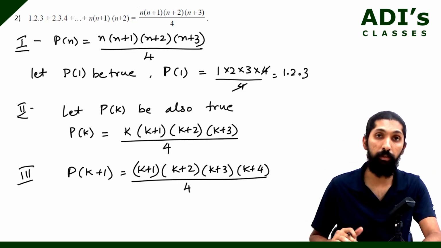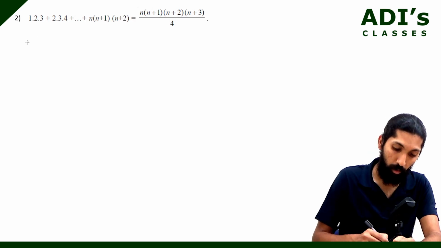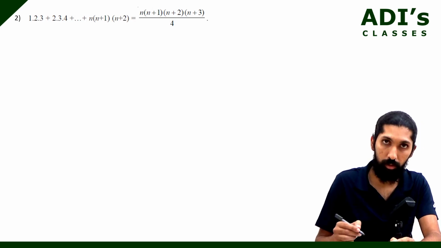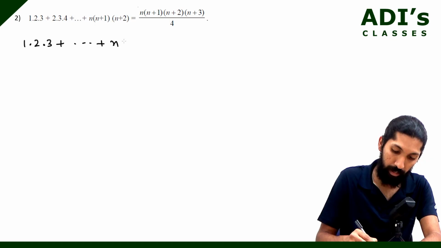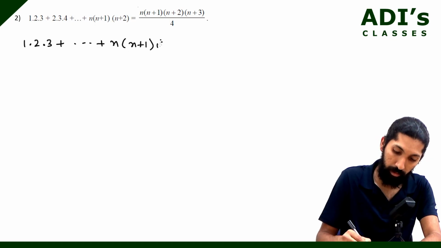So let's start with the math now. See what we have: 1 into 2 into 3, so on and so forth. So we have 1 into 2 into 3 plus so on and so forth till n into n plus 1 into n plus 2.